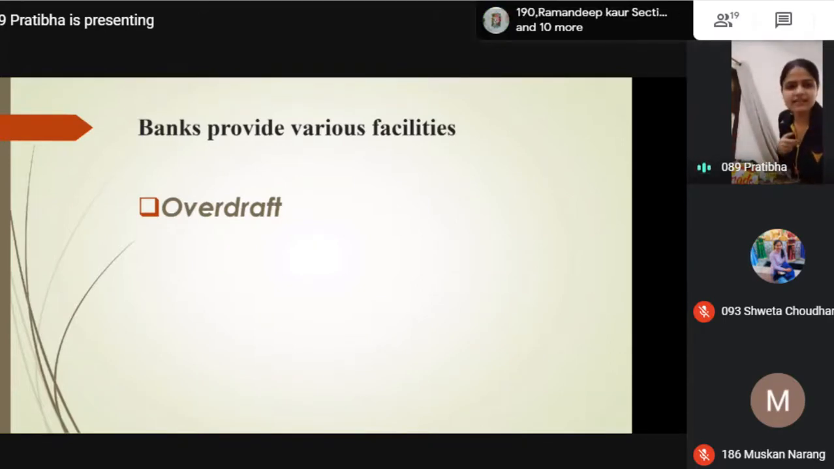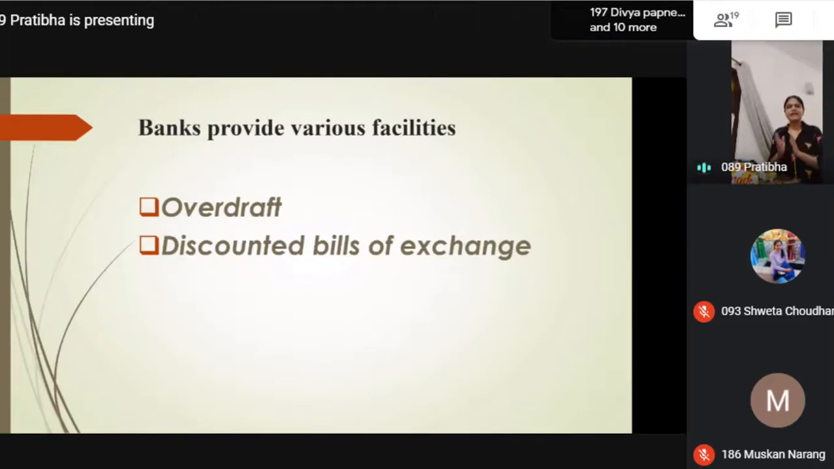Next facility is discounted bills of exchange. This is another important facility, another important function which has been performed by the bank.